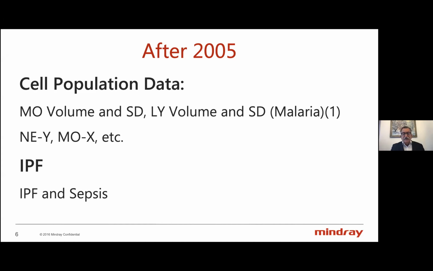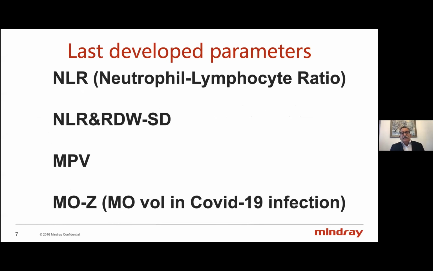Why? Because, as Professor Gina Zini and Dr. Sabrina Boro said, it is higher 2 days before sepsis, in the meantime that there is an infection. Of course, the ideal parameter is the one that predicts what is going to happen, so you can incorporate a new therapy before it occurs. Lately, in the last months, in the last year, we have developed NLR, RDW-SD, MPV, and monocyte Z.